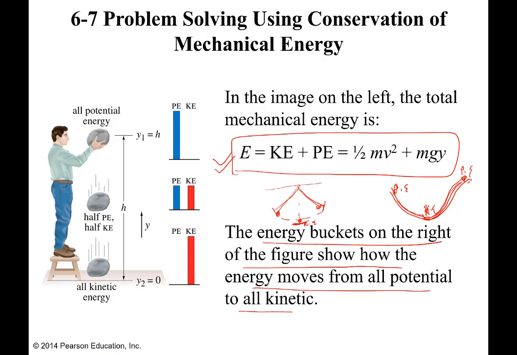The energy buckets on the right of the figure show how energy moves from all potential to all kinetic. The energy here was all potential, there was no motion. Once it dropped, midway, the kinetic energy and potential energy have equal values, but once it comes down on the floor, there is no PE. The entire energy is KE before it comes to rest.